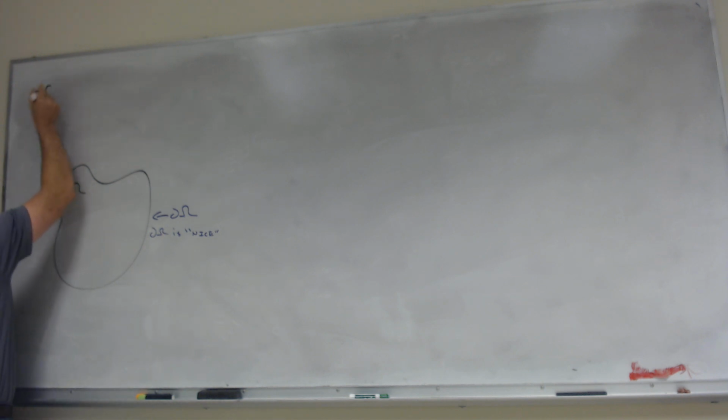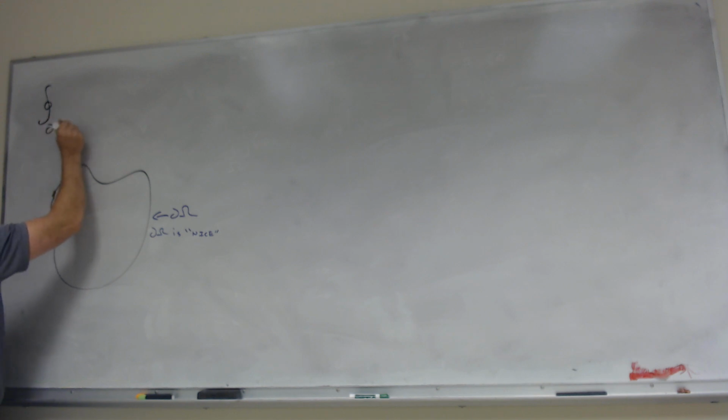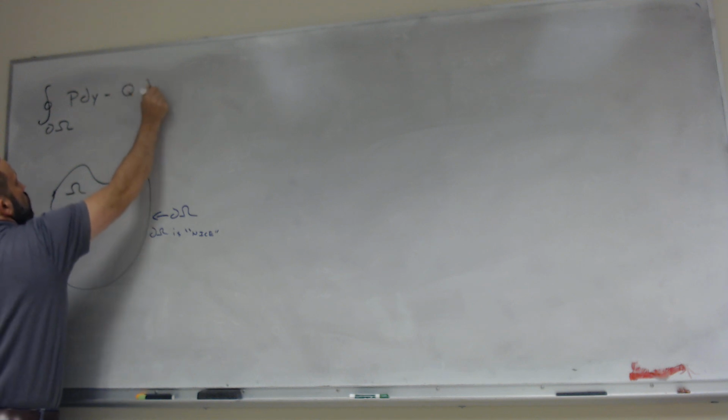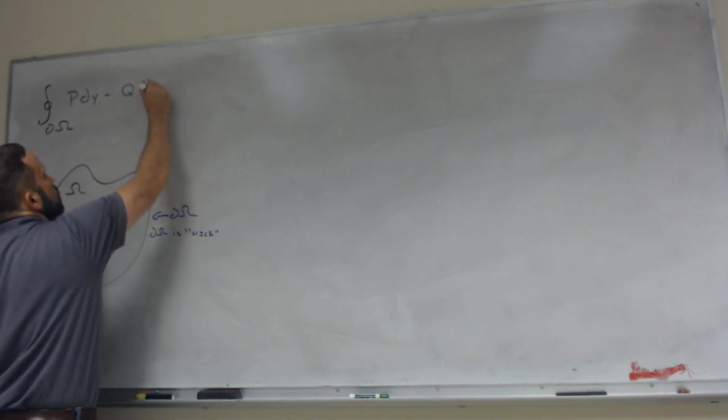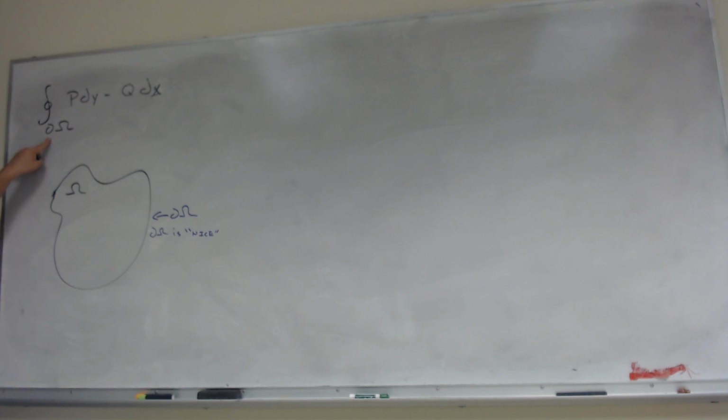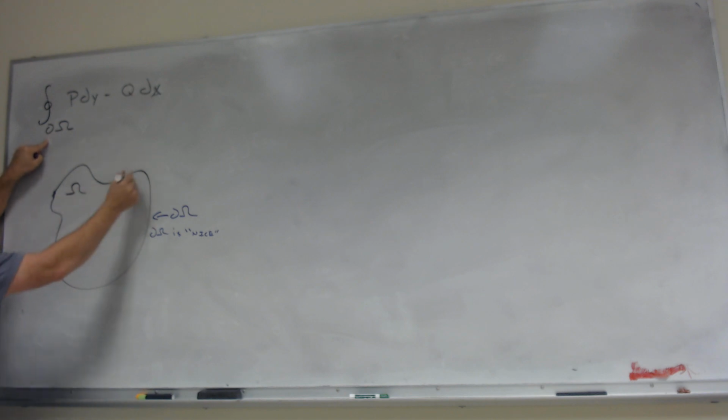And Green's theorem starts with an integral along the outside of this boundary. So I have an integral like this, and I've got p dy minus q dx. Okay, so what's going on here? What do these different pieces mean? Well, this is the boundary of omega. That tells us the thing over which we are taking the integral. So we're taking the integral around the boundary of omega. So it's like a one-dimensional integral. It's a line integral. The circle here means that the curve that we're taking the integral over is a closed curve. In other words, it starts and ends at the same point.